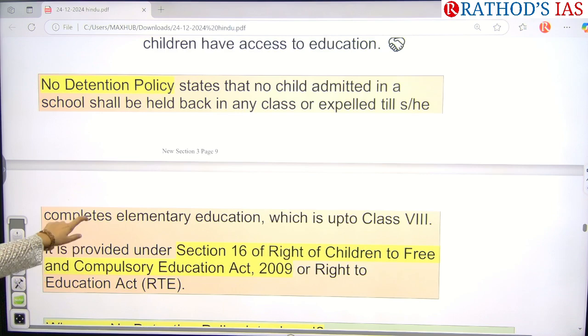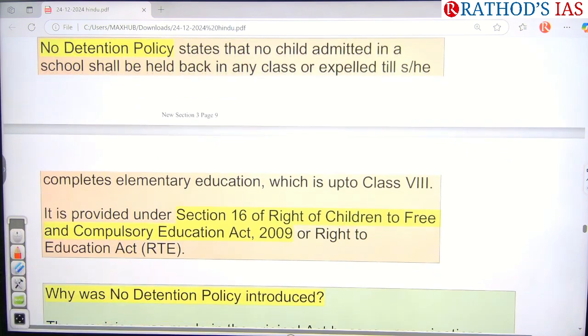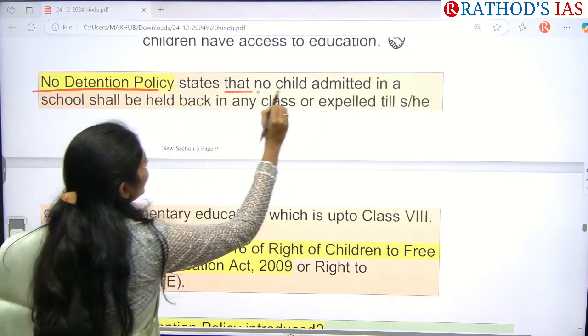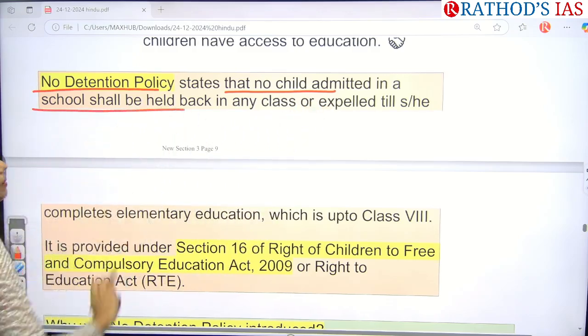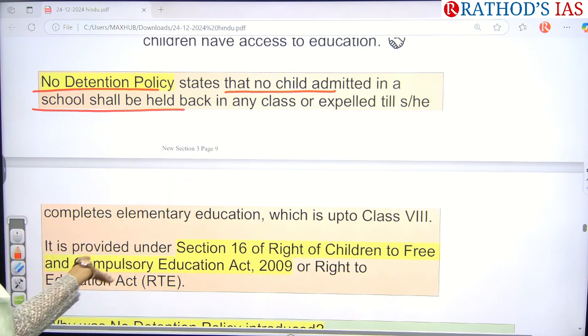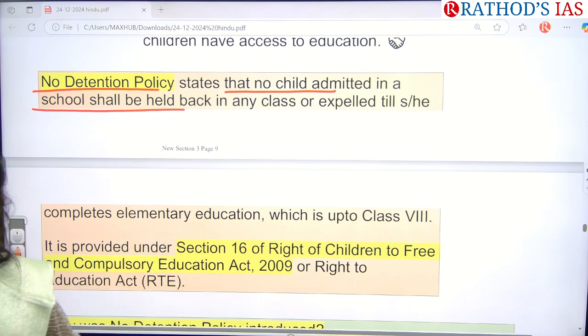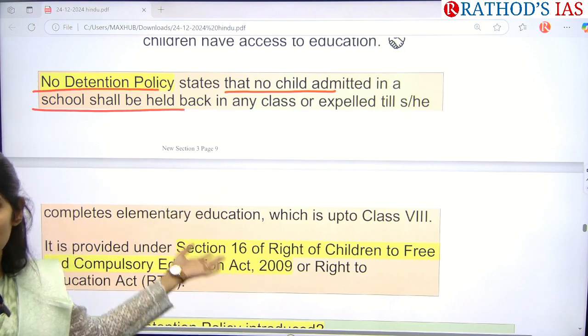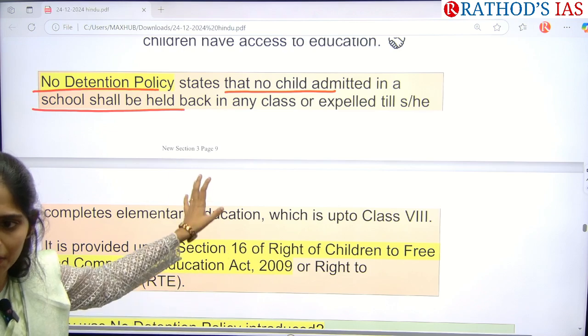So that is regarding this 2009 Act also. Based on that, we had this no detention policy. The no detention policy states that no child admitted in a school shall be held back in any class or expelled until completing elementary education up to 8th class. Even if they are not passing, they should not be sent to the same class. So this is the thing about the no detention policy. Now it has been removed.